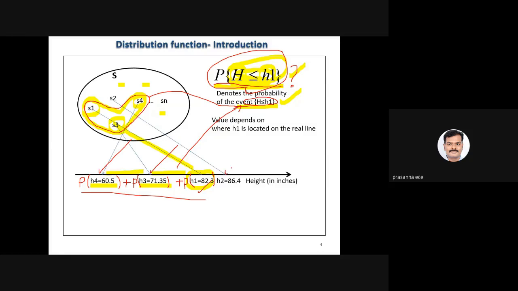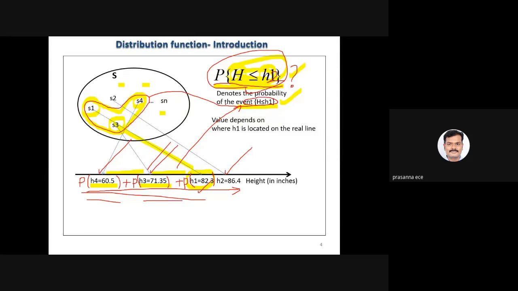I can even ask the question standing here, at h2. So capital H being less than or equal to h2 will include all the probabilities up to h2, right? So when capital H being less than or equal to h2 is asked, we have to sum up all the probabilities that are to the left of h2. Suppose if I ask the question here at h3, so we'll be adding just two, this one and this one.